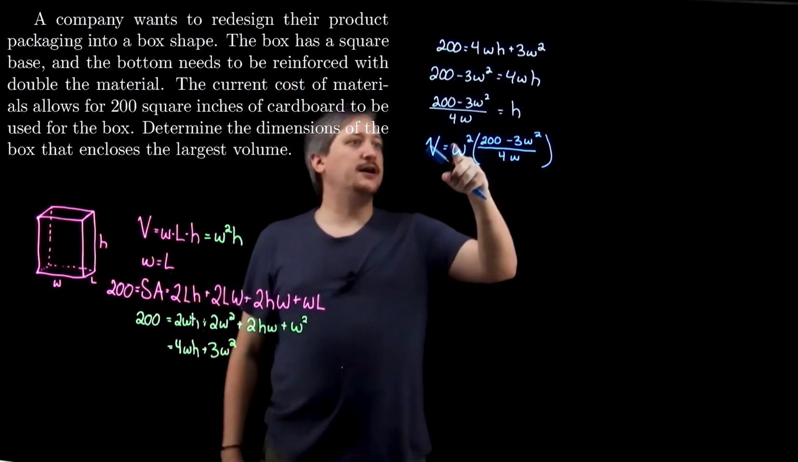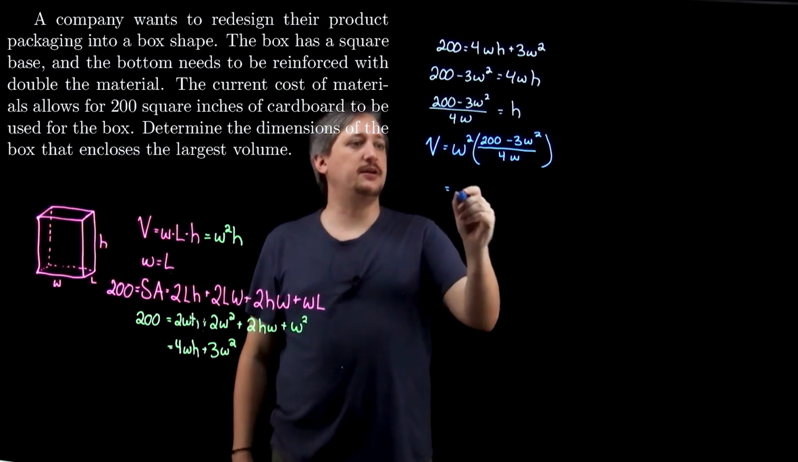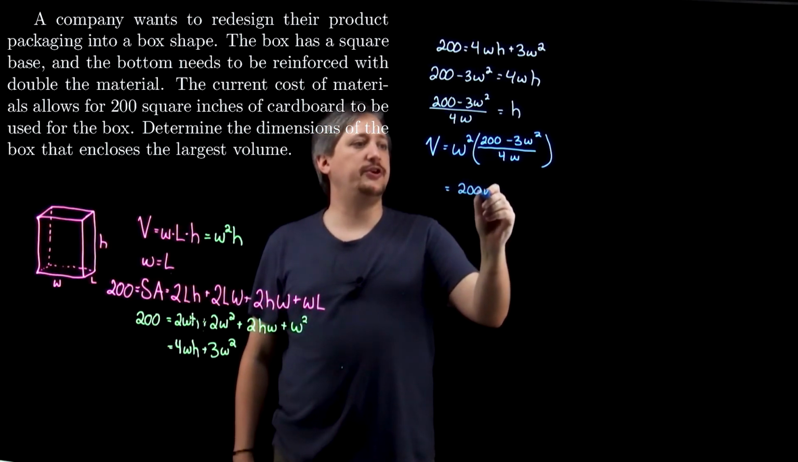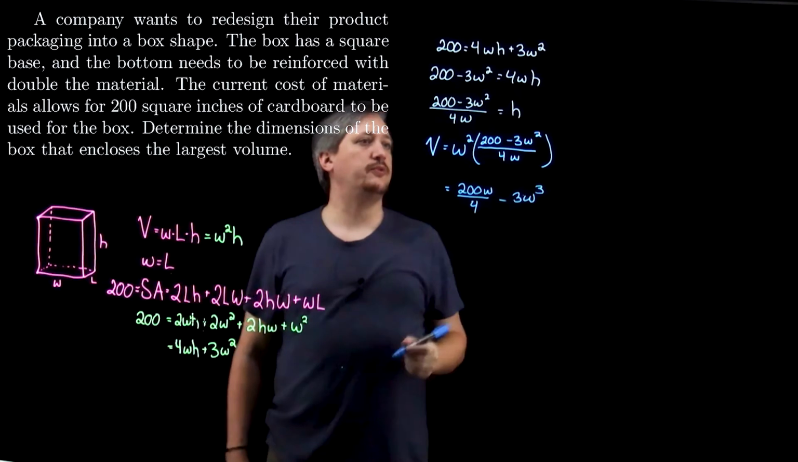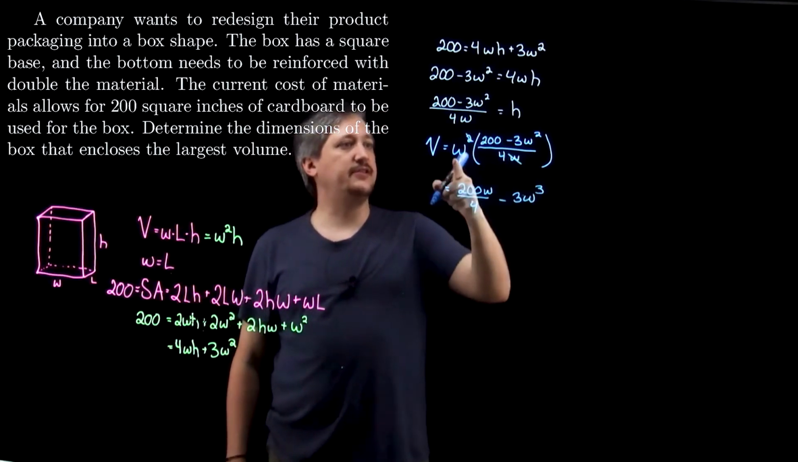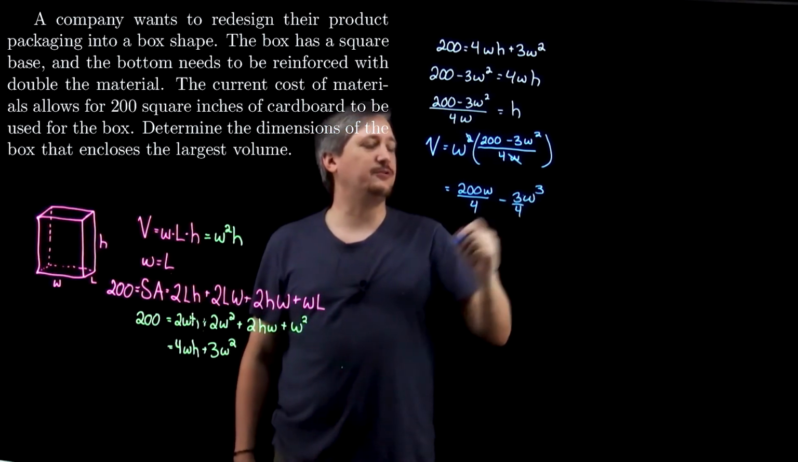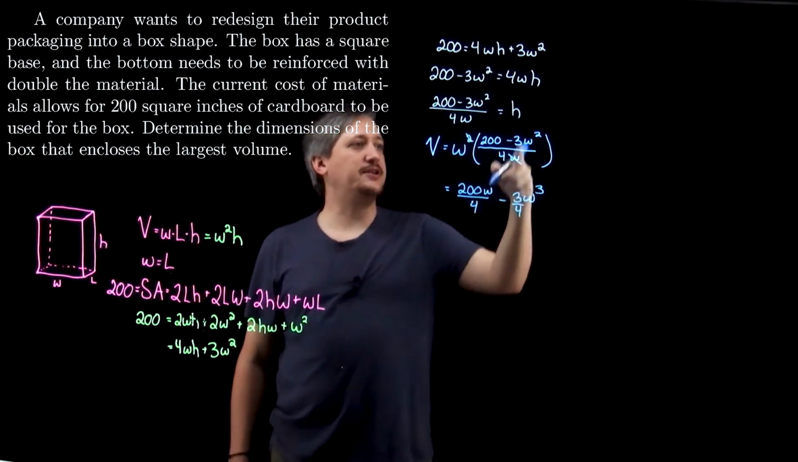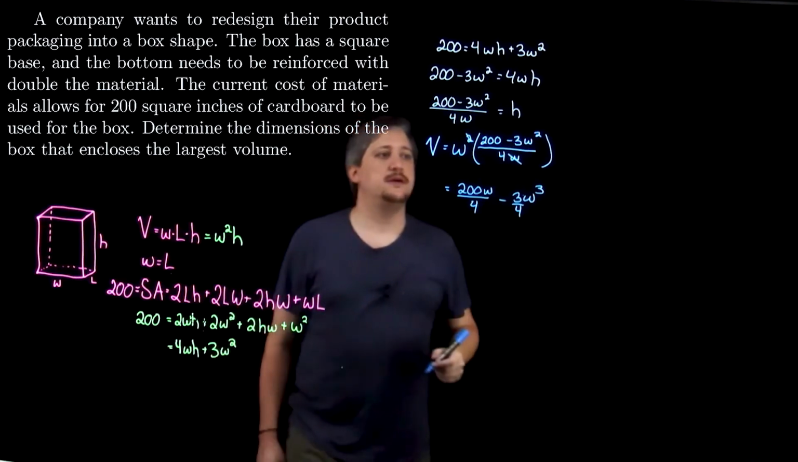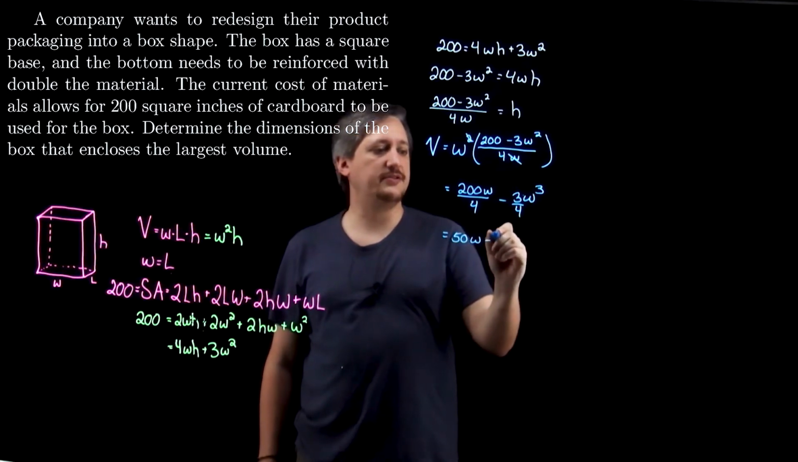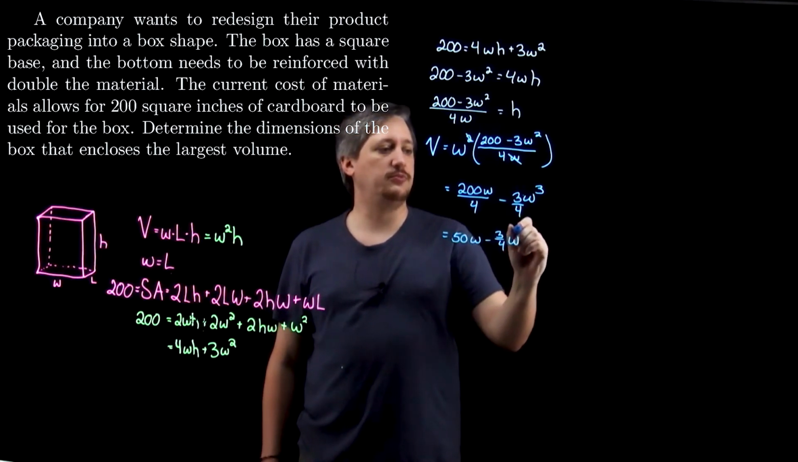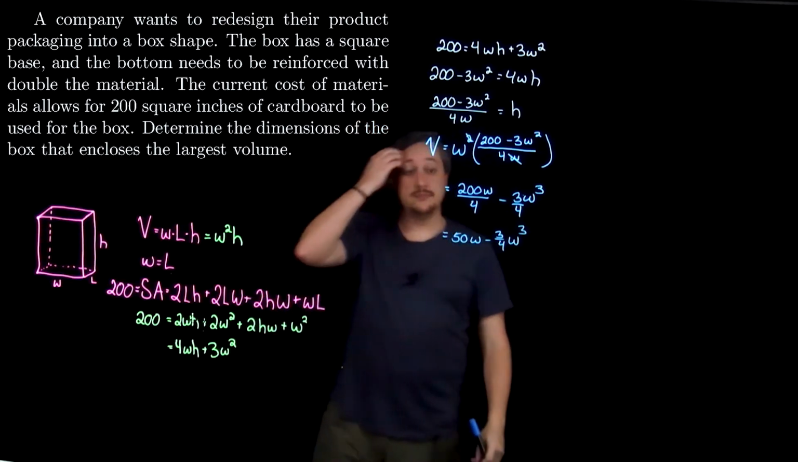Okay. So then one of these w's can cancel that w, so I'm going to end up with 200w over 4 minus 3w cubed, right? Because one of these cancels that, so then I get w times 200 over 4, and there we go. And then w times this, so I get minus 3 over 4 w cubed, which I can clean up a little more. I can make that 50w minus 3/4 w cubed. Okay, so far so good.